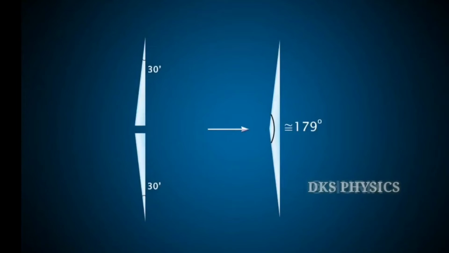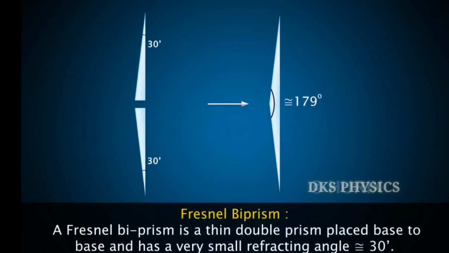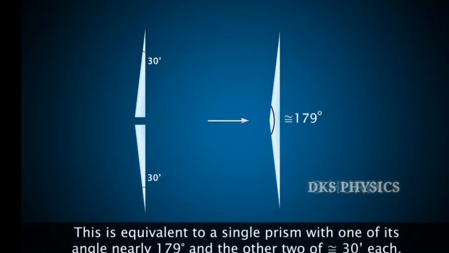Now, get back to Fresnel's biprism experiment. What is Fresnel biprism? A Fresnel biprism is a thin double prism placed base to base and has a very small refracting angle nearly equal to 30 minute. This is equivalent to a single prism with one of its angle nearly 179 degrees and the other two of nearly 30 minute each.